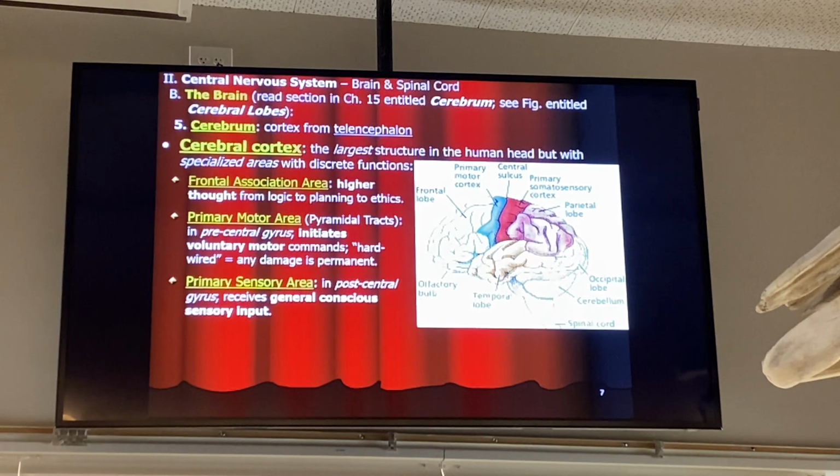Somatic. That's why it says general conscious sensory input. Primary somatic sensory. This is why the central sulcus is called the central sulcus. Because this is somatic motor. This is somatic sensory, and the central sulcus is running down the center of the somatic area in the brain. Remember that from last week? There it is. Somatic motor, somatic sensory, central sulcus is running down the center of the somatic area of the brain. Everybody see that?